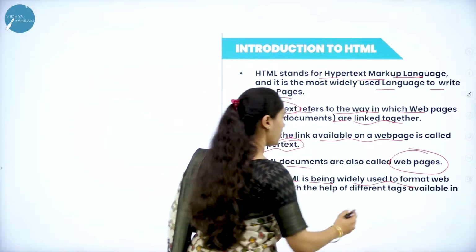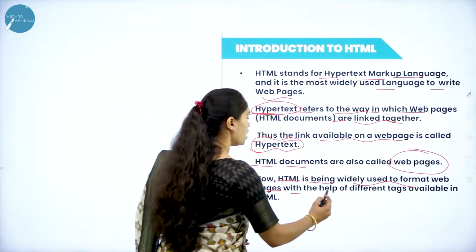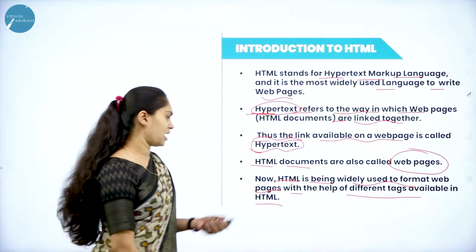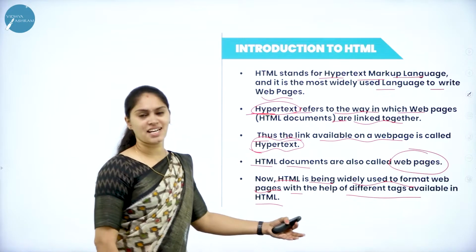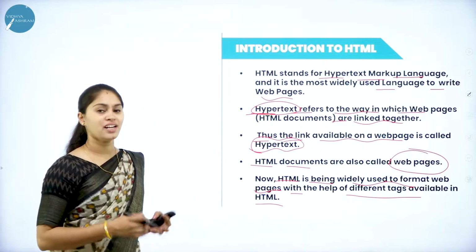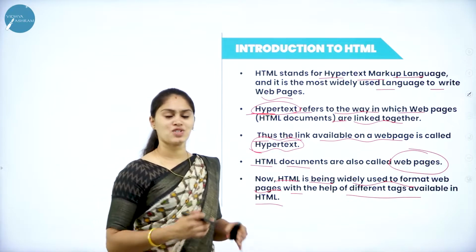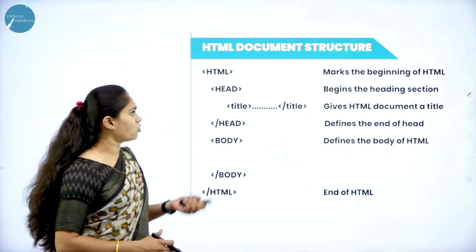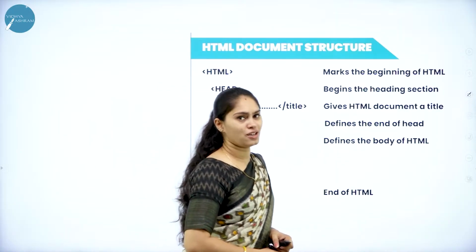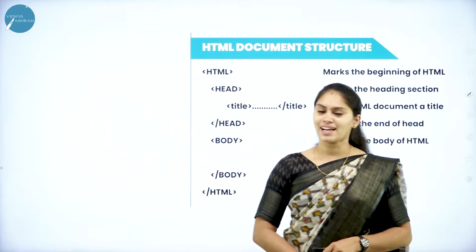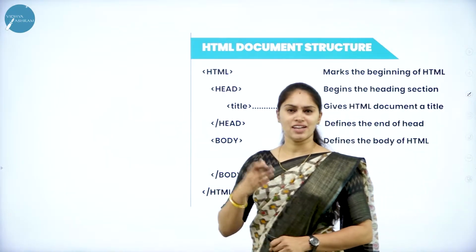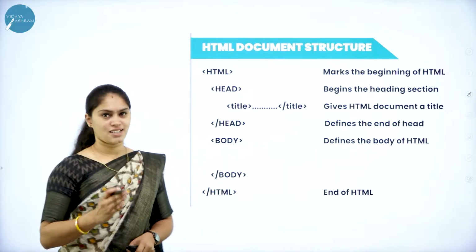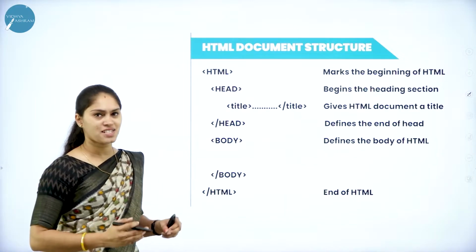HTML is widely used to format web pages with the help of different tags which are available in HTML. Each tag is going to perform its own operation. If I wanted to create a web page or a website, then we are going to use HTML. Now we'll see what the structure of an HTML document looks like. For example, if I wanted to create any web page, then I have to follow this HTML document structure. So what does it consist of?